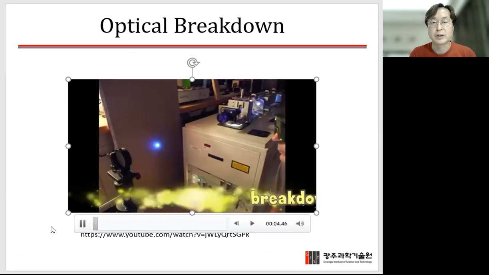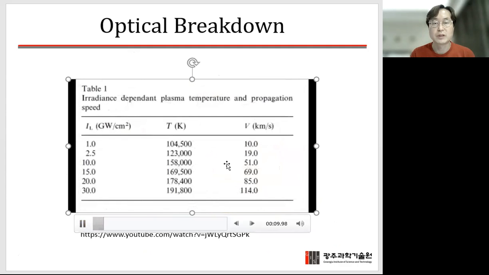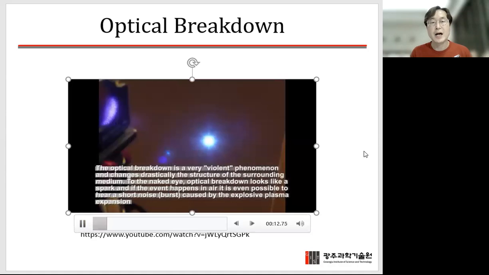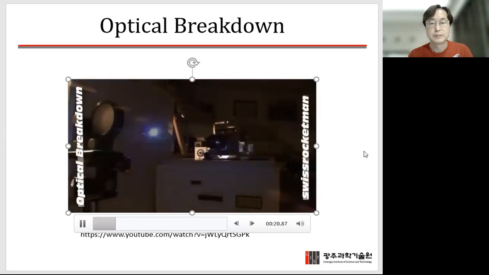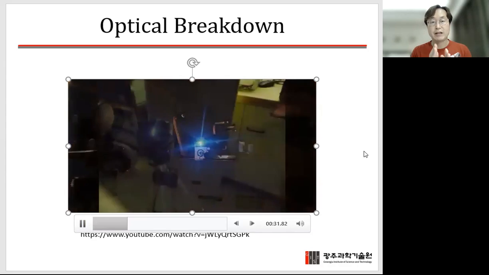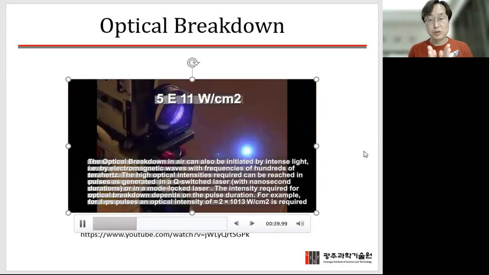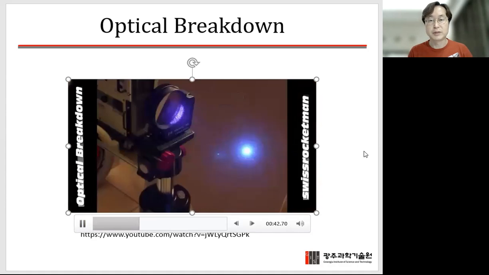So optical breakdown. And you can see the optical breakdown happens at a very, very small focal point when there is a very high power density there. You see in the air, when there is a laser, it's focused in a very small volume. The air, which is nitrogen and oxygen, is going to become the plasma state. And then it shows this kind of bluish color of light.